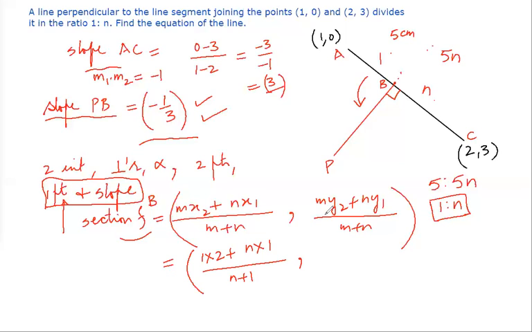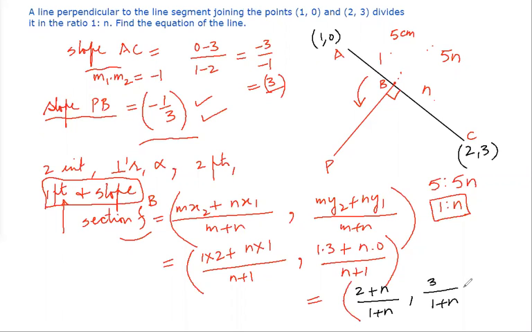What is the y coordinate? 1 into y2 which is 3, plus n into y1 which is 0, divided by n plus 1. So this is equal to (2 plus n) by (1 plus n), and 3 divided by (1 plus n). Please remember it. Right, so we know the point now, very simple now.